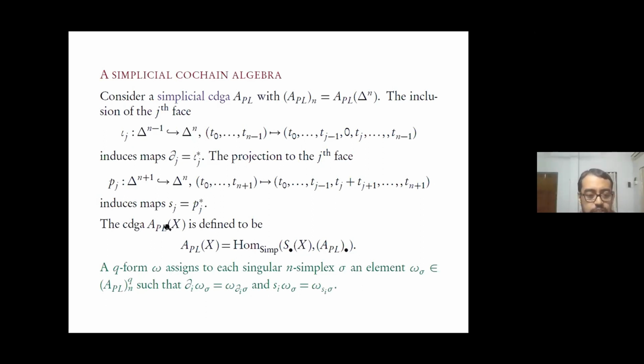It turns out this is a CDGA, and this is the one we were talking about at the beginning: for every space X, you can construct a CDGA. But now I want us to actually show that this, in fact, computes the rational singular cohomology of X. But we'll talk about that later. So, are there any questions with the construction?